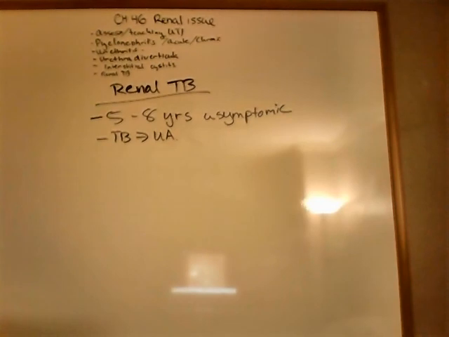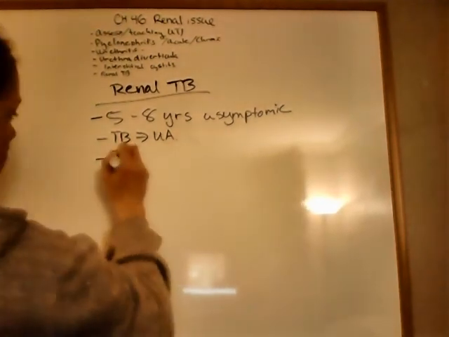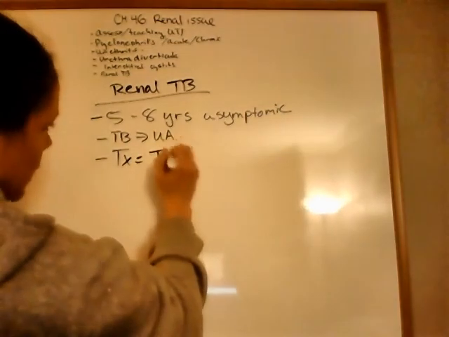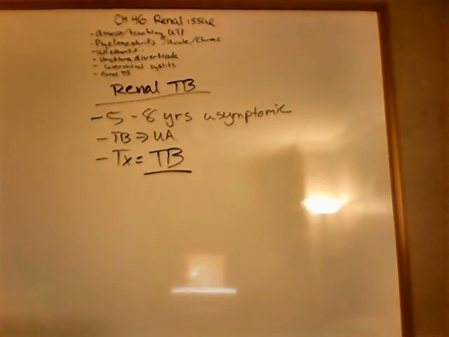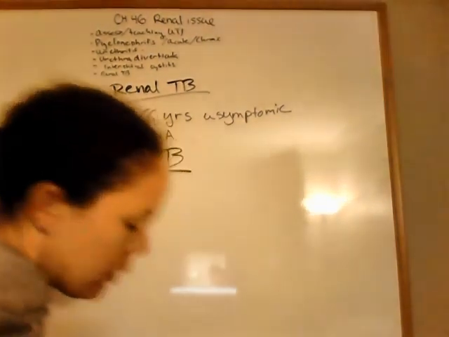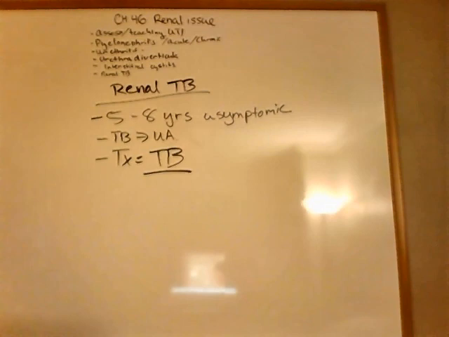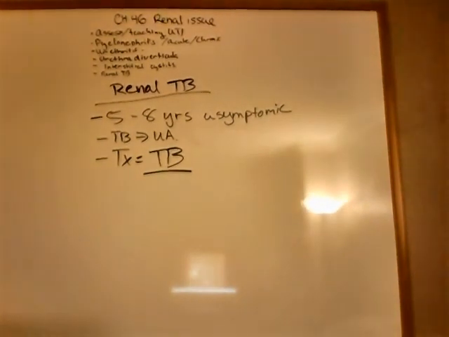The treatment, of course, for this is going to be treating the TB. I won't go into that one, but that's your treatment for it. Renal TB can also look like a UTI, so you're going to have to actually get positive TB findings in your urinalysis, and not just in the patient, because the patient's already been exposed to TB.